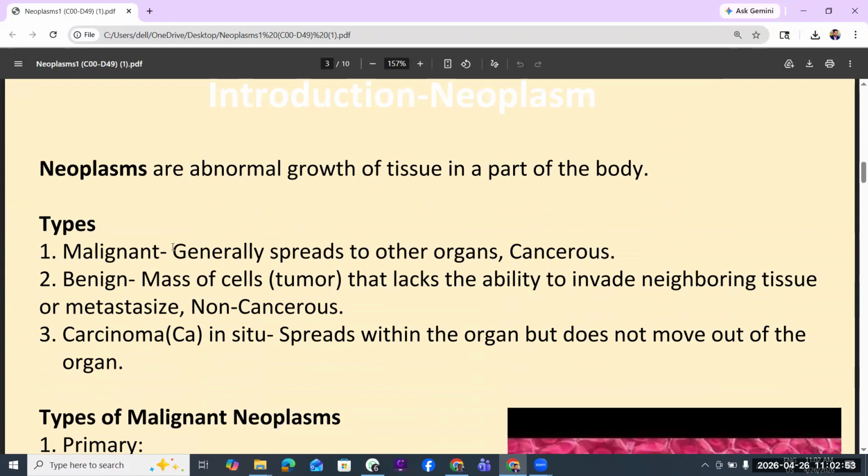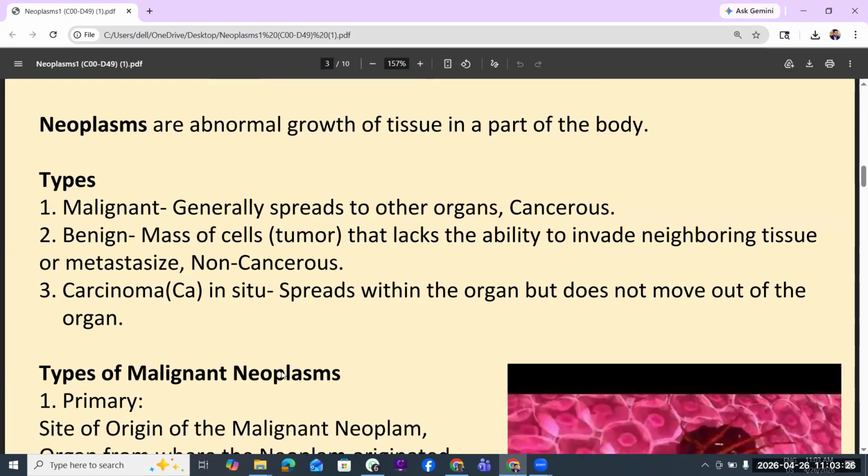Types of neoplasm: malignant, which generally spreads to other organs, cancerous. Second is benign, a mass of cells or tumor that lacks the ability to invade neighboring tissues or metastasize, non-cancerous. Third is carcinoma in situ, CA in situ, which spreads within the organ but does not move out of the organ. So there are three major types of neoplasm.